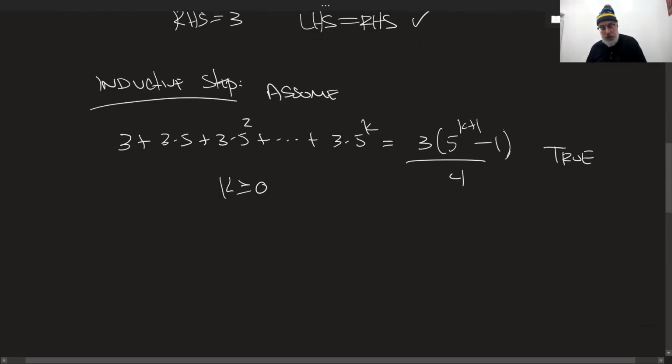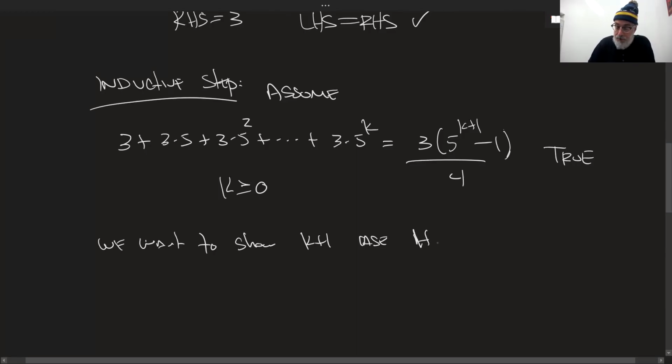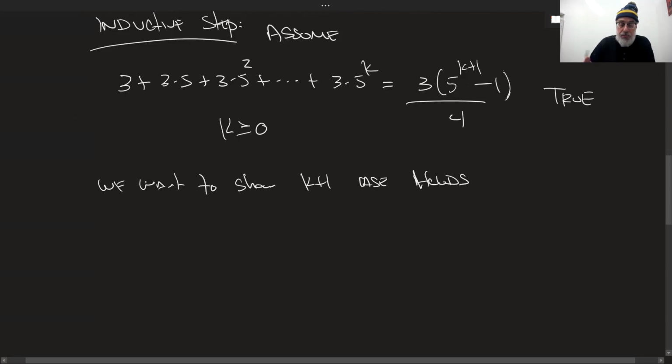And induction works because we're assuming all cases of integers up to k are true, and then we're going to show the k plus 1 case is true, or the next term, so to speak. So we want to show that the k plus 1 case holds. So what's the k plus 1? I'm going to write down the left-hand side first, and I'm going to add the next term, or the k plus 1 term.